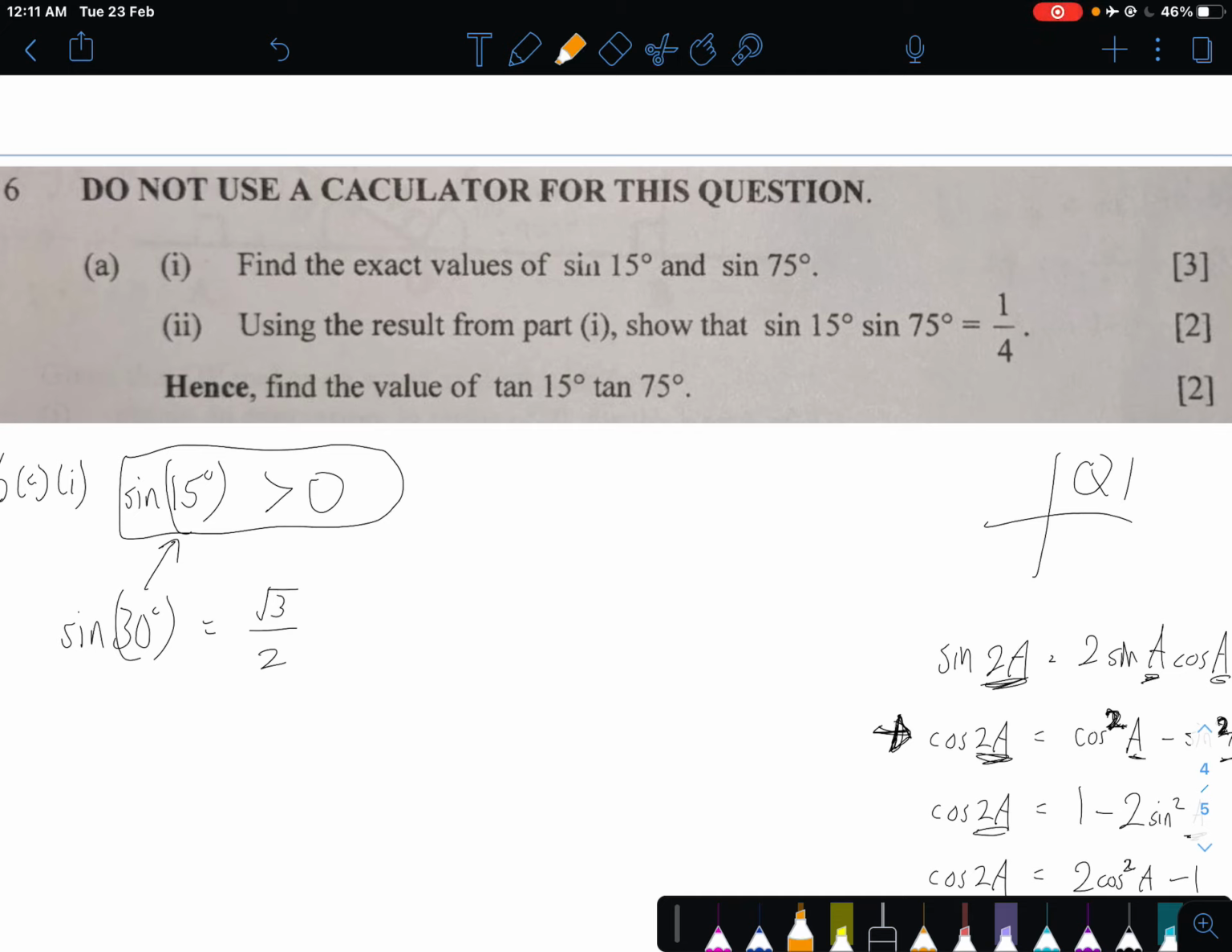Okay, let's take a look at this question. Question 6a, part 1. Find the exact values of sine 15 degrees and 75 degrees. Let's just work with the first question first, 15 degrees.